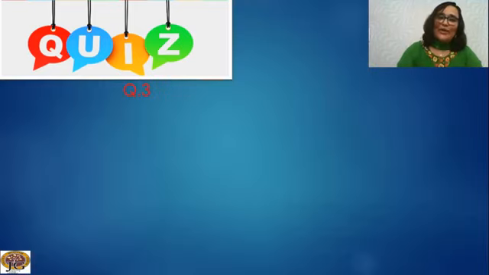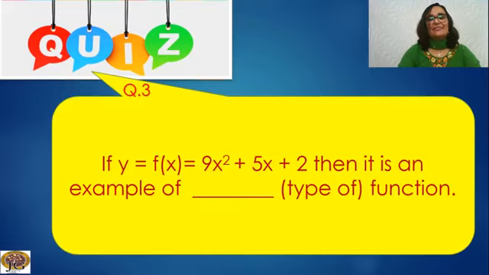Okay, the last question on your screen now. If y is equal to f(x) is equal to 9x square plus 5x plus 2, then it is an example of dash type of function. Which type of function? You have 5 seconds. Write down your answer.